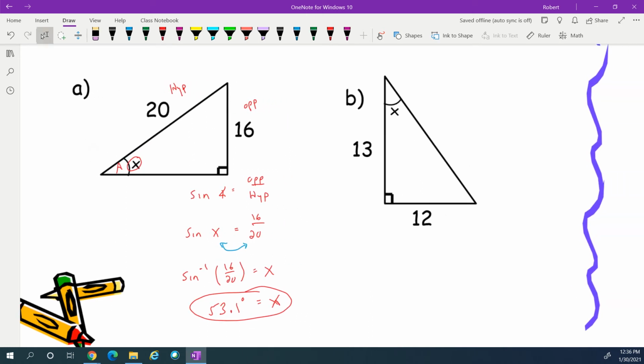So let's look at B. We have our angle, we have our opposite, and we have our adjacent. There is only one formula for us. Tangent of the angle equals opposite over adjacent. So tangent x degrees, 12 over 13.